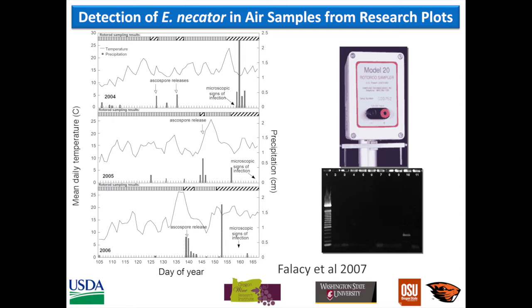In our small research plots, if you look up here, the vertical lines indicate no detection, dashed indicates detection. Basically, we were only detecting the pathogen in the early part of the season when we had rain events. When we had a rain event greater than 1/10 of an inch of rain and 5 degrees Celsius or 50 degrees Fahrenheit, that's the only time we were detecting it.